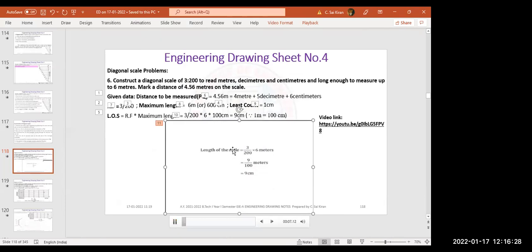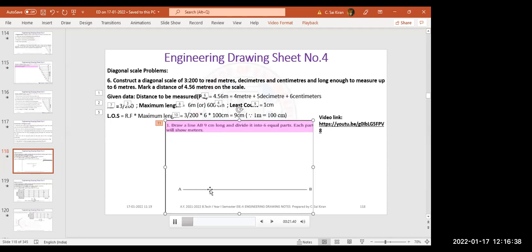So here what happens is, this is the length of scale you have to calculate here. Then first draw the line AB. Because we know the length of scale, draw the line AB as 9 centimeters and divide it into 6 equal parts. First one will be 0, 1, 2, 3, 4, 5. Total length, you have to divide this 9 centimeters into 6 equal parts.